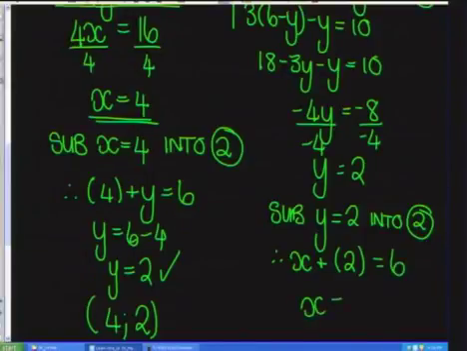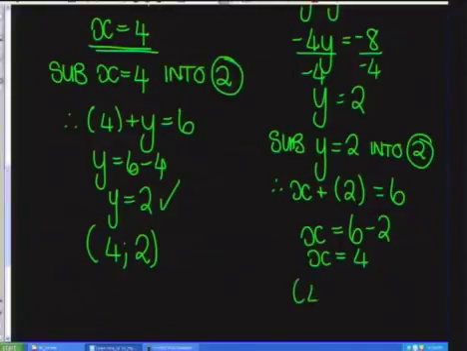And if I actually solve for x, I'm going to get 6 minus 2, which means we are going to get 4. So, guys, we still land up with the same x and y coordinate of 4 and 2 for each one. It was just a different route that we took.